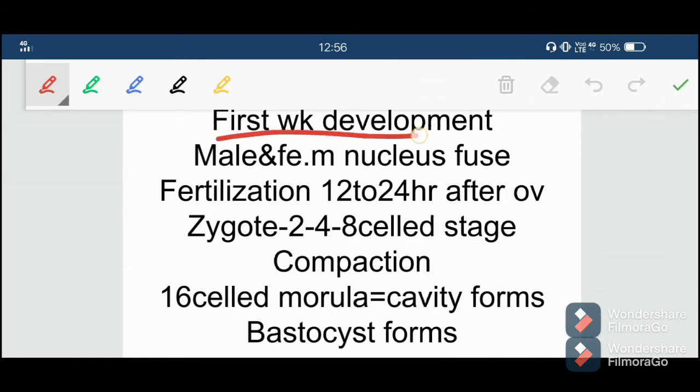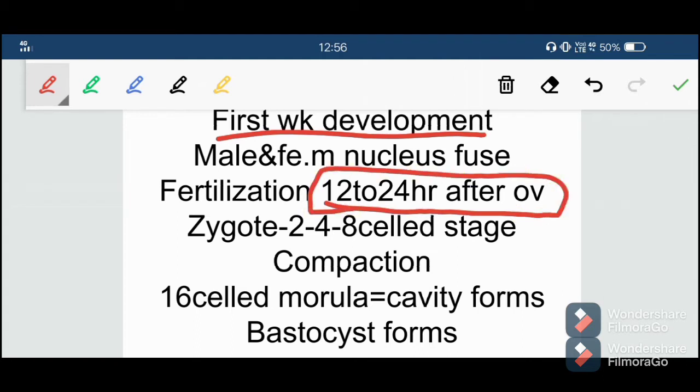Now let's see the first week development. The male and female nuclei fuse. There occurs the fertilization. Fertilization occurs 12 to 24 hours after ovulation. If fertilization does not occur within 24 hours, there is degeneration of the secondary oocyte. So fertilization occurs 12 to 24 hours after ovulation. The zygote is formed, which is diploid and a single cell structure.